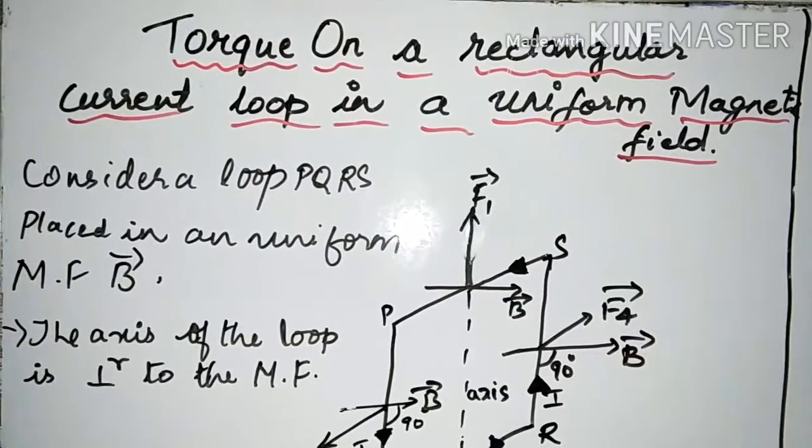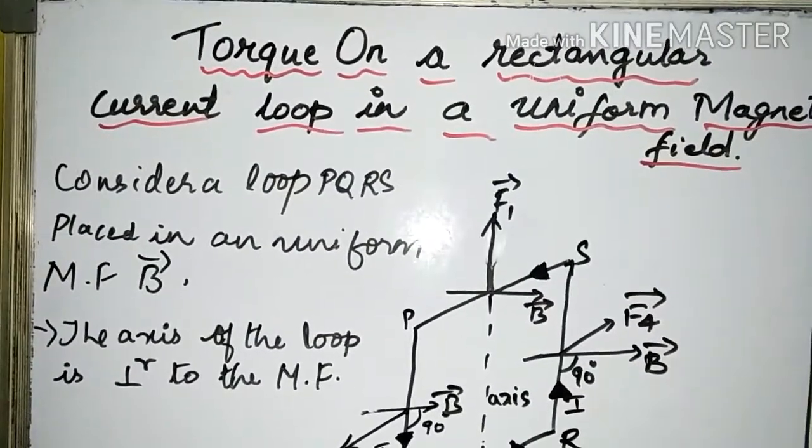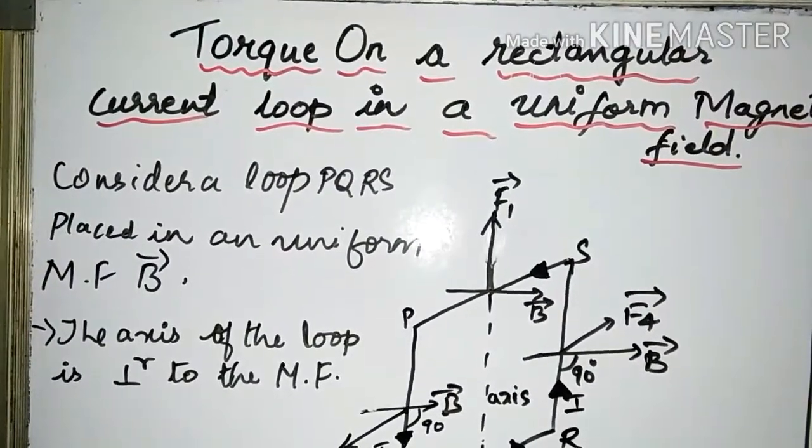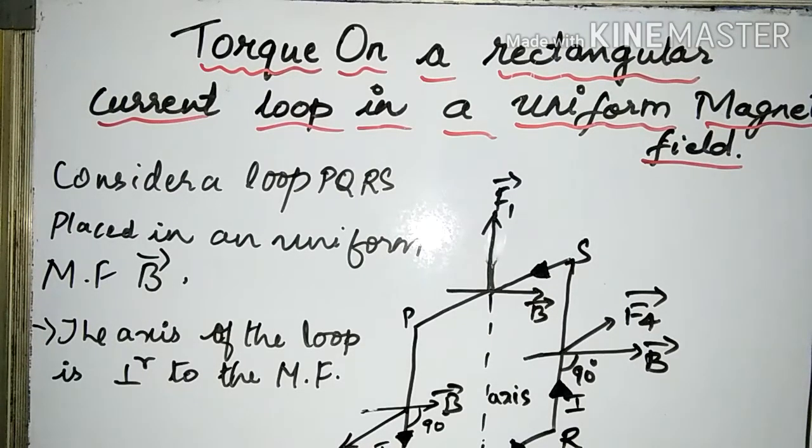Torque on a rectangular current loop in a uniform magnetic field. So torque, as you know, what is a torque? It is a rotatory effect of the force. Now if a loop is placed in a uniform magnetic field, how does the current loop experience a force or the torque? That is what we are going to see here.